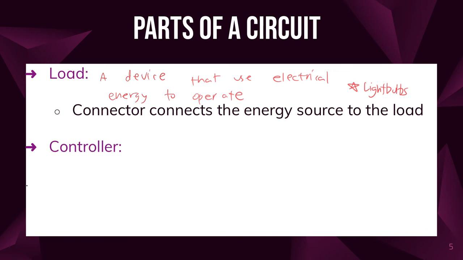And so our conductor, which we just talked about previously, is going to connect our energy source. So wires would connect to the battery, and then we'd have more wires that are going to connect to our load, like our light bulb, and then we'll close it off together.